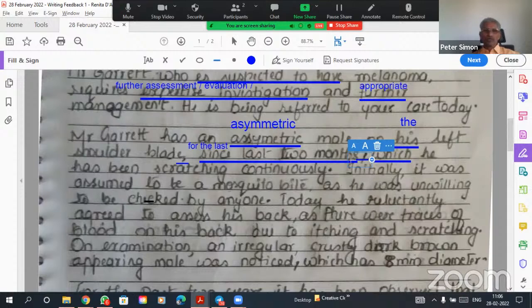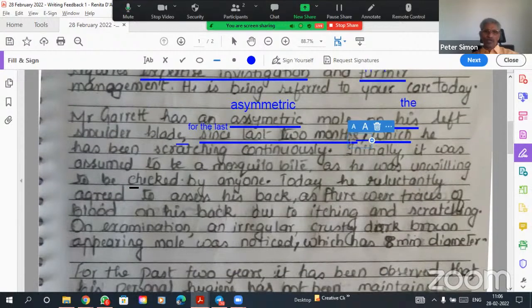Initially, it was assumed to be a mosquito bite as he was unwilling to be checked. Initially, it was assumed to be a mosquito bite as he was unwilling. So, as he was unwilling, it was assumed.